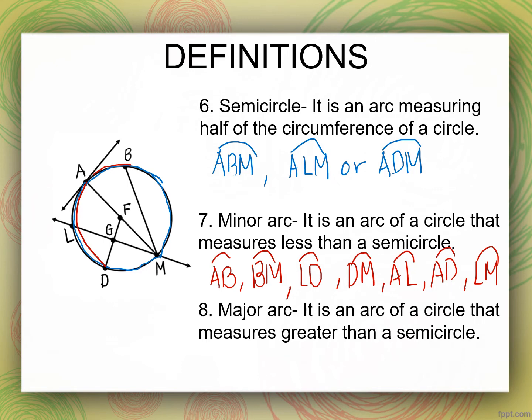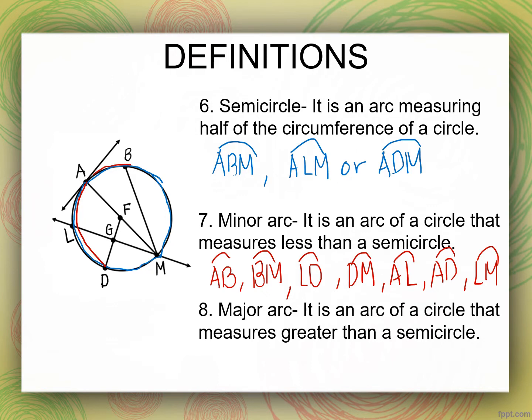Okay. Next, let's have the last one for the different kinds of arcs. Major arc. It is an arc of a circle that measures greater than a semicircle, meaning it should be greater than 180 degrees. Looking here, we know that ABM is a semicircle, so we need something greater than that.